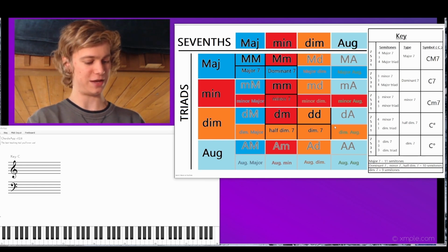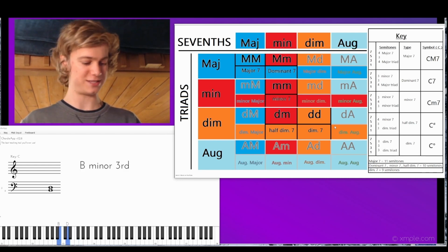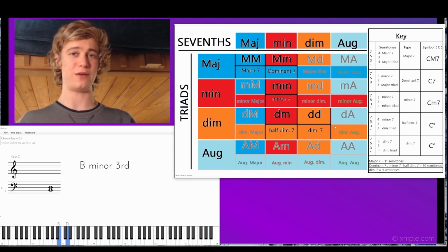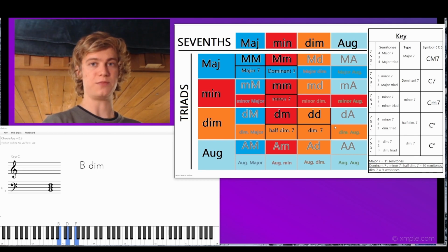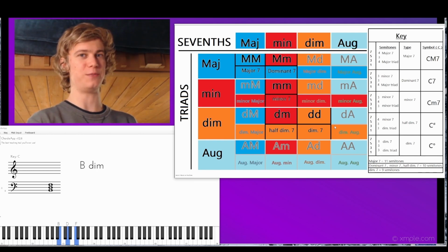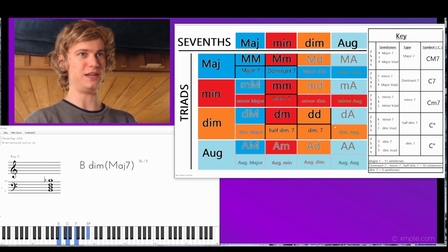So again, we have that diminished triad. So we have a minor third and another minor third. So between the 1 and the 3, we have 3 semitones. Between the 3 and the 5, we have another 3 semitones. So that's why it's diminished. But then from there, we don't go up an augmented triad. So just to kind of show you what would happen if we went up an augmented triad, then we just have a B diminished major 7, which is what we already did.